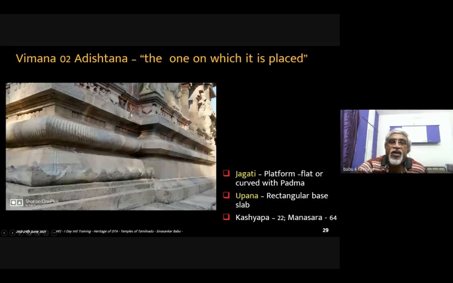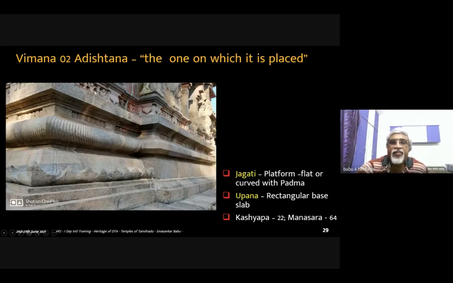This is why Adhishtanas are normally done as a slope with extension. You can see the plumb line as it gradually expands. This is the level of the temple, the straight plumb line, and from there it slowly becomes an extension so that the load gets slowly distributed, slanted here. So from Upana, it slowly goes inside and then continues with the plumb line. Jakati is a platform, flat or something.